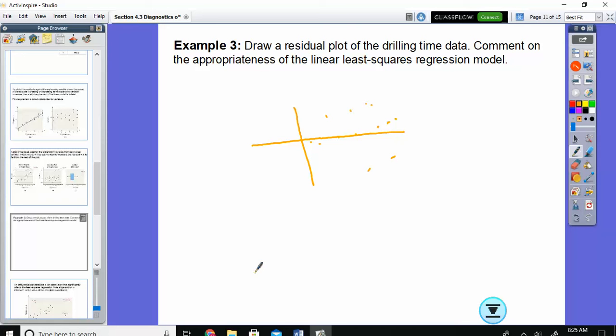With the scatter plot itself, if you're just plotting the raw data, you want it to look like a line. But if we're plotting residuals, we don't want a pattern. So there is no obvious pattern. So a linear model is okay.